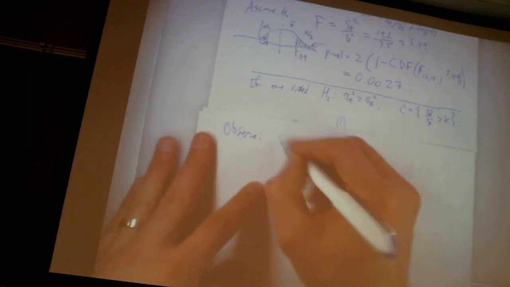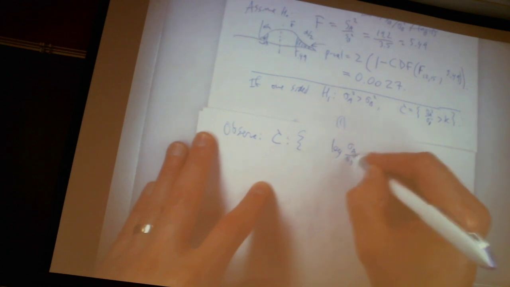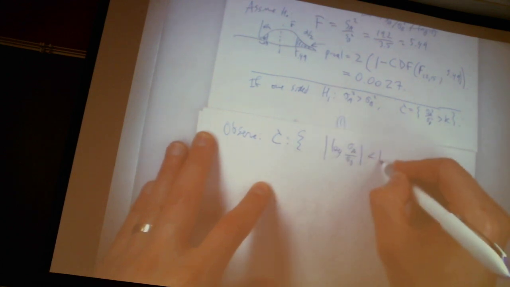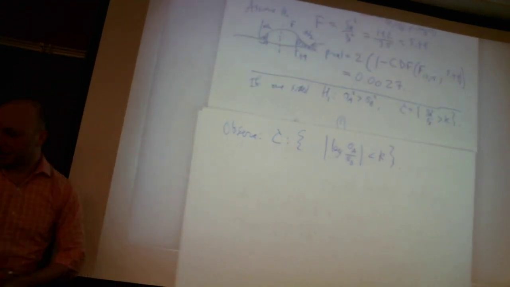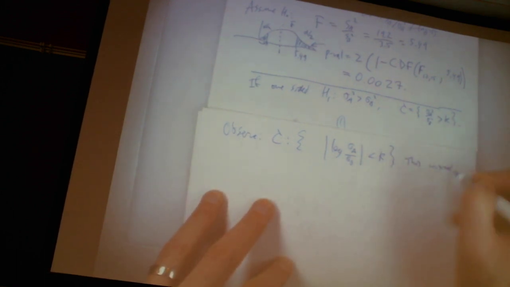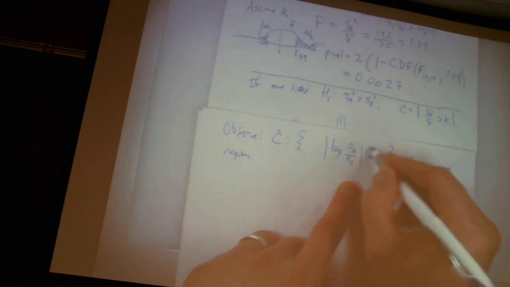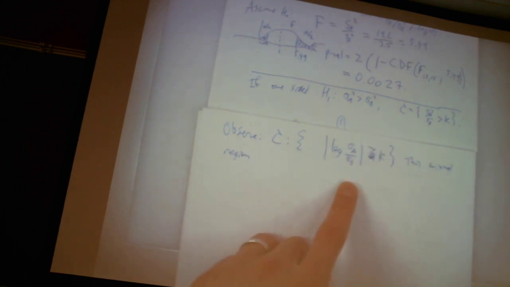So observe. This is some very basic stuff, but let's spell it out. Here's another type of critical region: the log of sigma A over sigma B, in absolute value, is less than, let's call it, K. Observe what happens to this kind of critical region. The critical region is where we would reject the null hypothesis, so we want outliers.